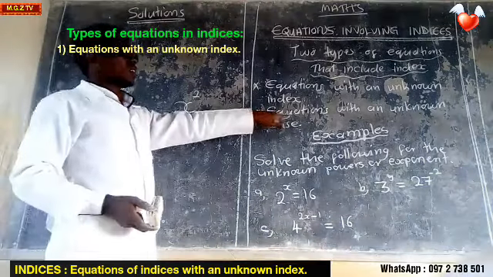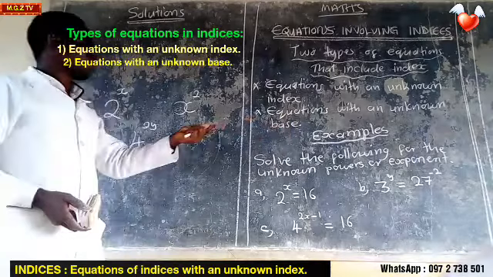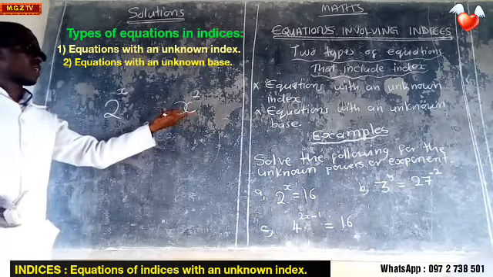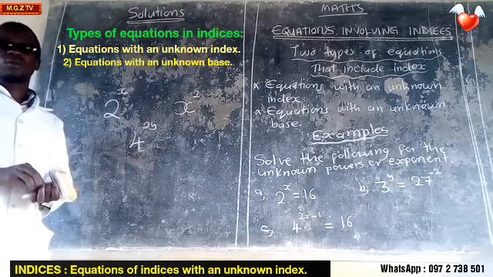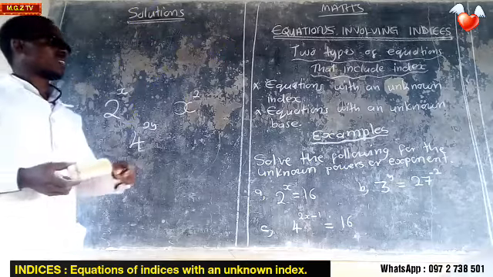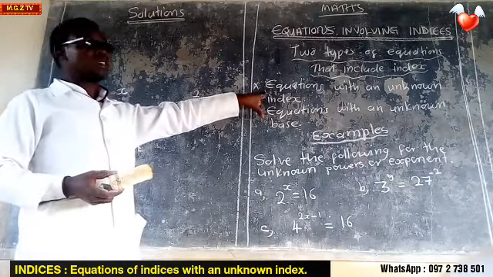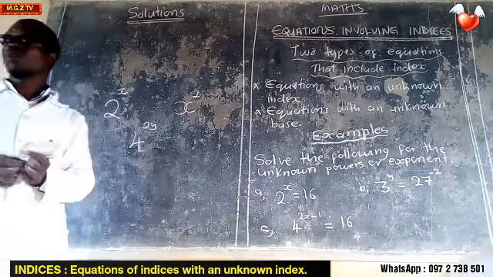Then equations with an unknown base. Unknown base simply means the value of the base is not known. So you may find equations that come under one of these two types. Whichever way the equation may come, you have to know how to do it.